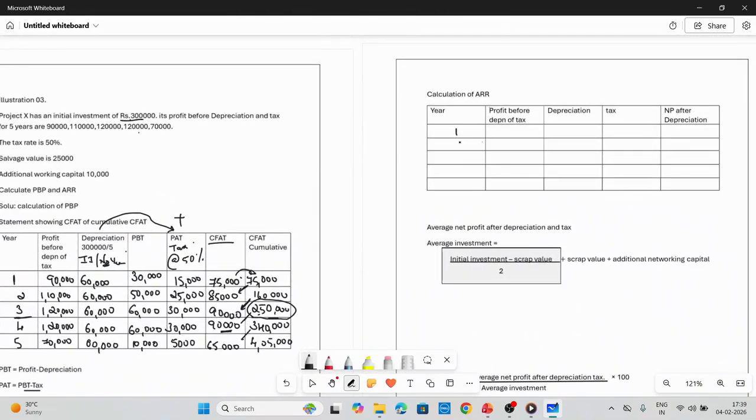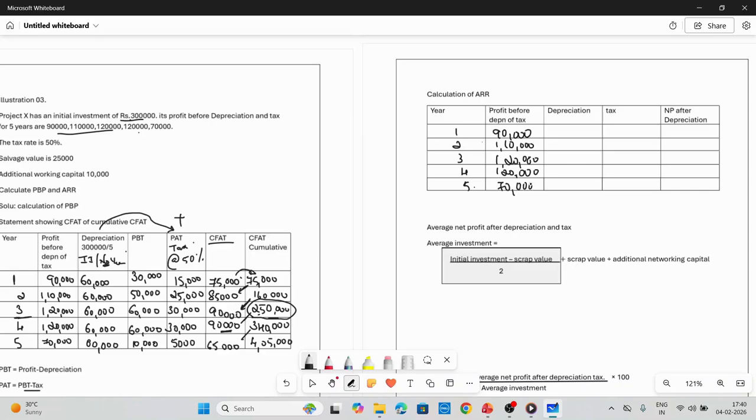Now let's move to number of years 1, 2, 3, 4 and 5. Profit before depreciation, it's nothing but these profits: 90,000, 1,10,000, 1,20,000, 1,20,000, 70,000.